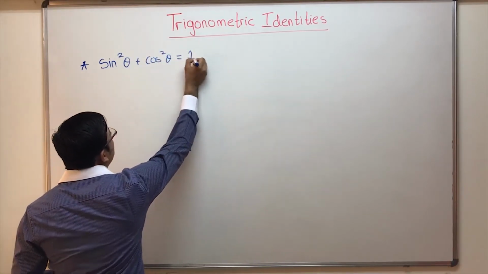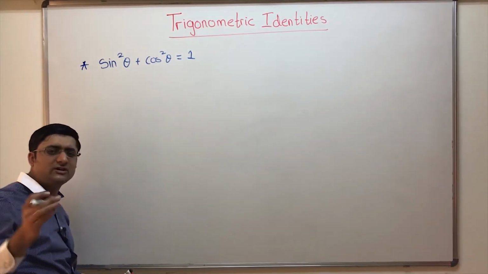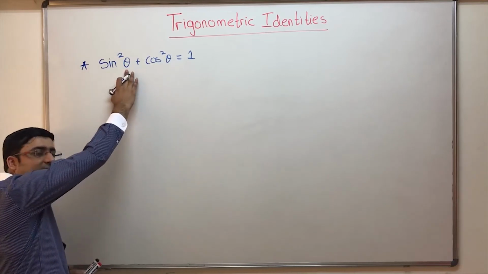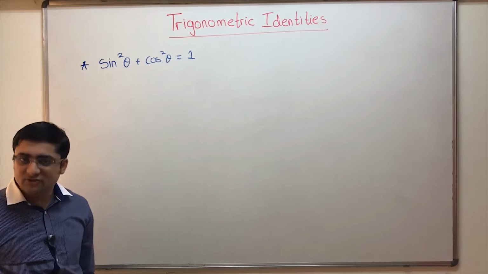equal to 1. So here theta basically refers to any angle, 10 degree, 20 degree, 100 degree, whichever one you want. So sine square of any angle plus cos square of the same angle is equal to 1. So now we want to prove this trigonometric identity.